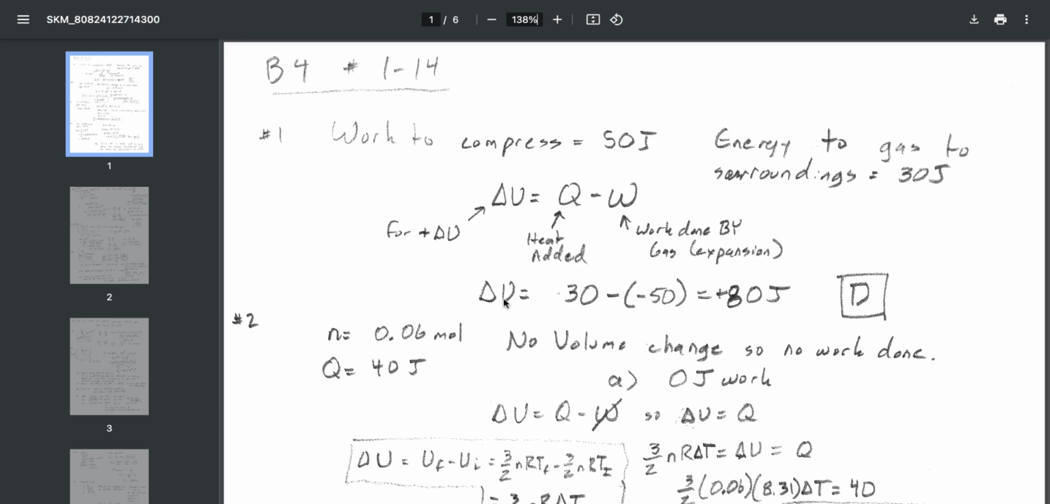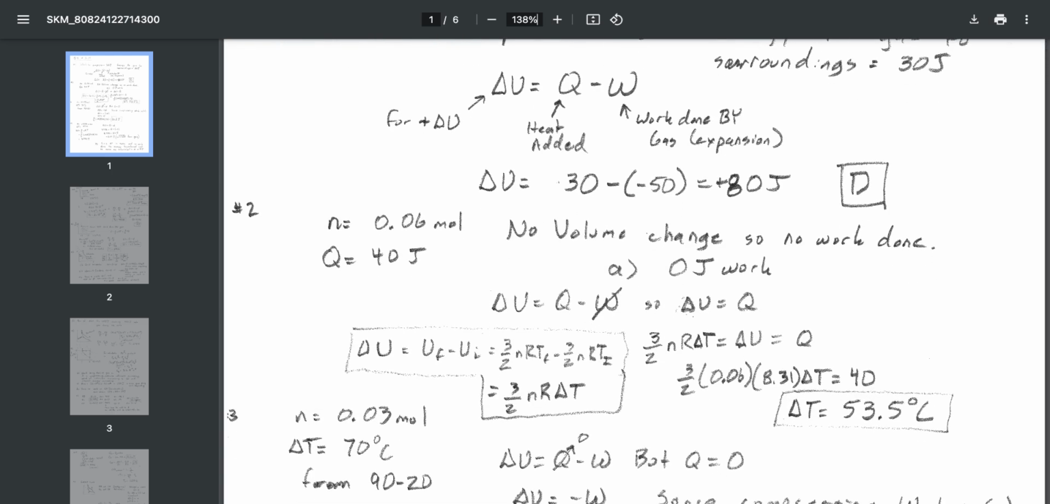For number two, a quantity of 0.06 moles of monatomic ideal gas has a fixed volume. 40 joules of energy is supplied to the gas. State the work done on the gas. So they said fixed volume, so no work is going to be done there. So that's A. A is just 0 joules of work. For B, calculate the change in temperature of the gas.